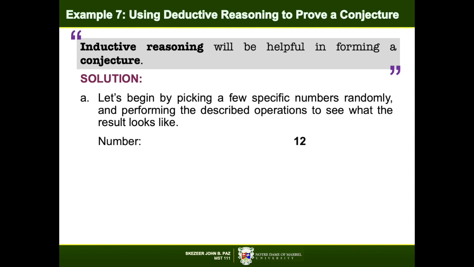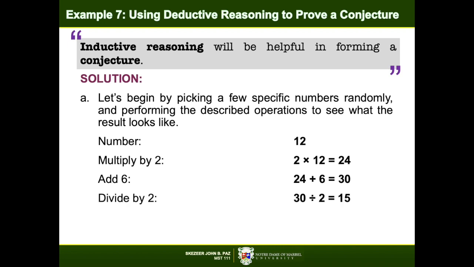So the specific number natin dito is 12. Let's follow the process. Multiply it by 2 and that becomes 24. Then add 6 and that becomes 30. Divide by 2 and that becomes 15. And again, subtract the original number. So the answer becomes 3. And the result becomes 3.